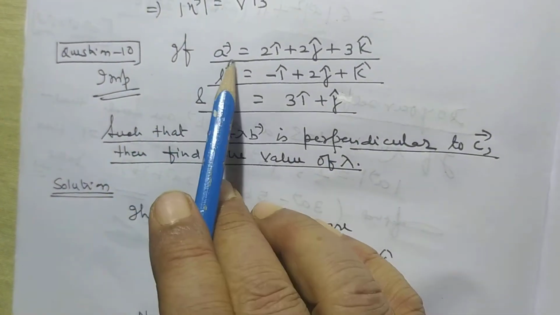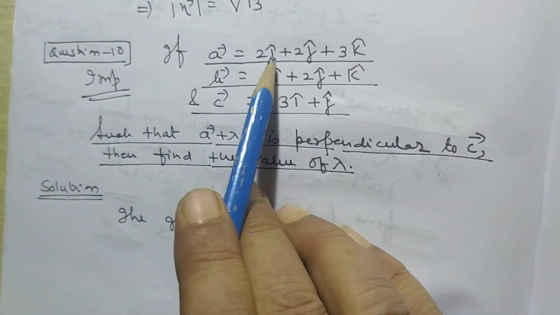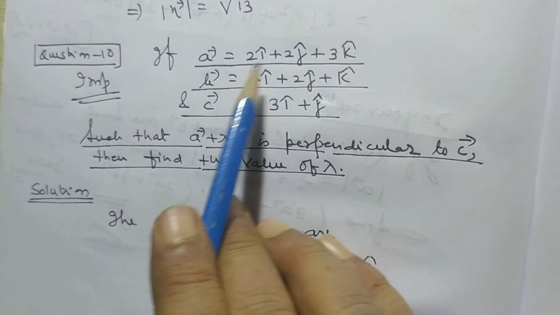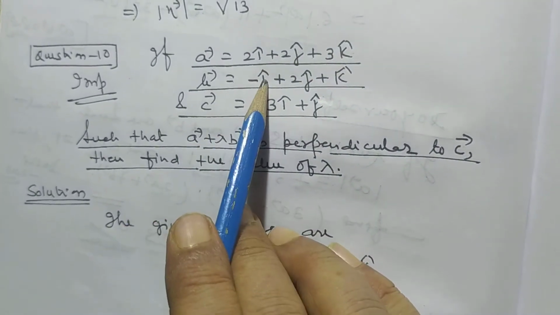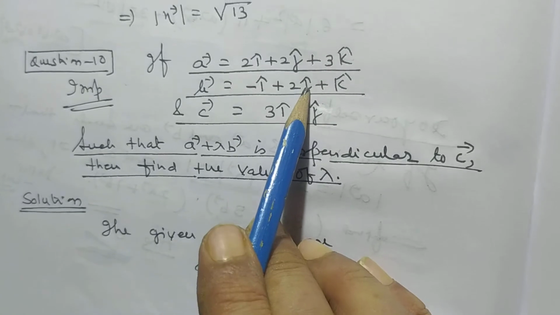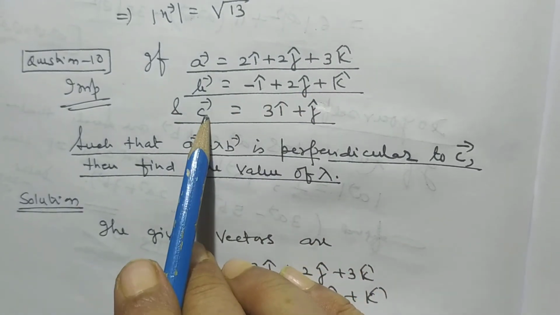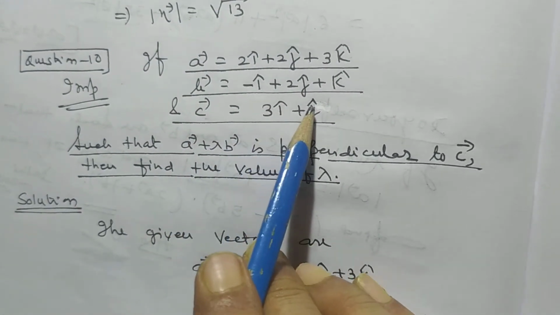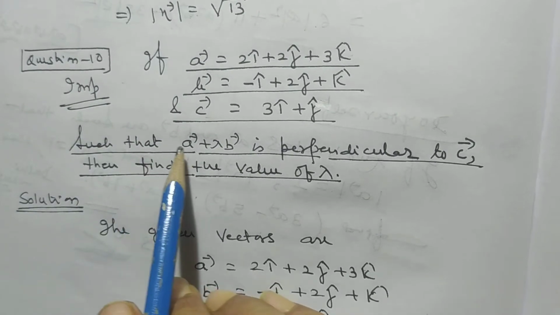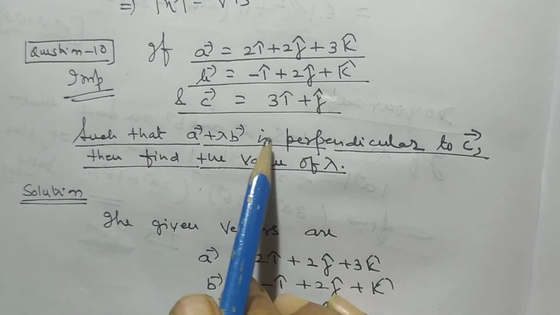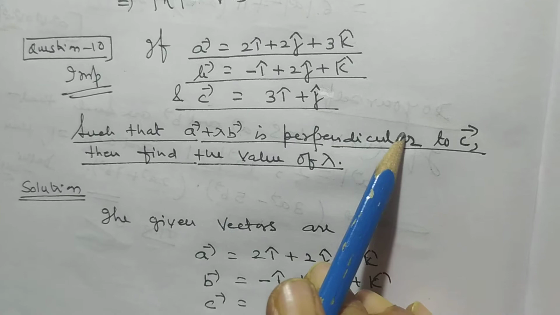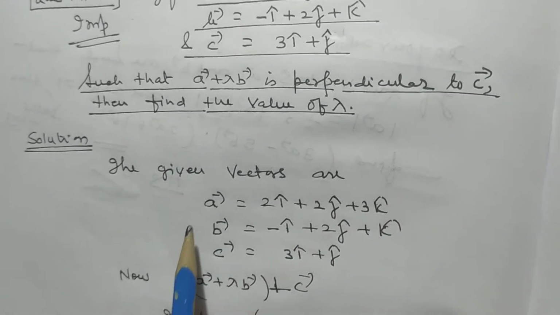Question number 10. If vector A is equal to 2I plus 2J plus 3K, vector B is equal to minus I plus 2J plus K cap, vector C is equal to 3I cap plus J cap, such that vector A plus lambda times vector B is perpendicular to vector C, then find the value of lambda.